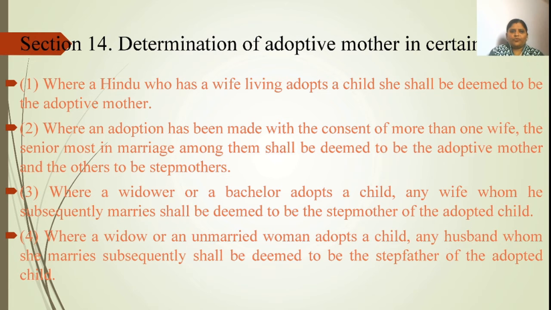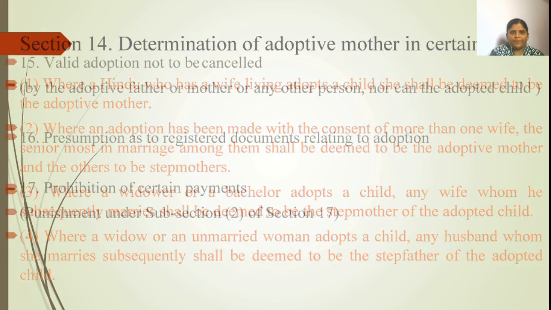So where a widower or a bachelor adopts a child, any wife whom he subsequently marries shall be deemed to be the stepmother of the adopted child. Now why is she presumed to be a stepmother? Because at the time of adoption she was not present in that complete procedure of adoption. And fourth, where a widow or an unmarried woman adopts a child, any husband whom she marries subsequently shall be deemed to be the stepfather of the adopted child.